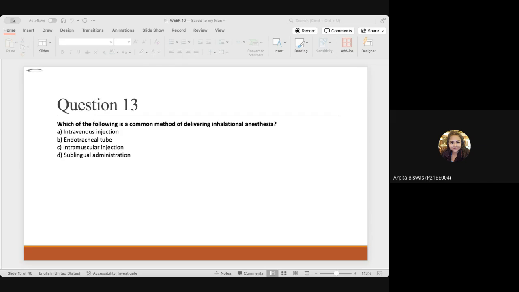So what is the right option? Which of the following is a common method of delivering the inhalation anesthesia? First option is the intravenous injection. Second is the endotracheal tube. Option C is the intramuscular injection. Option D is the sublingual administration. So please go through the question carefully and try to find out the right option.